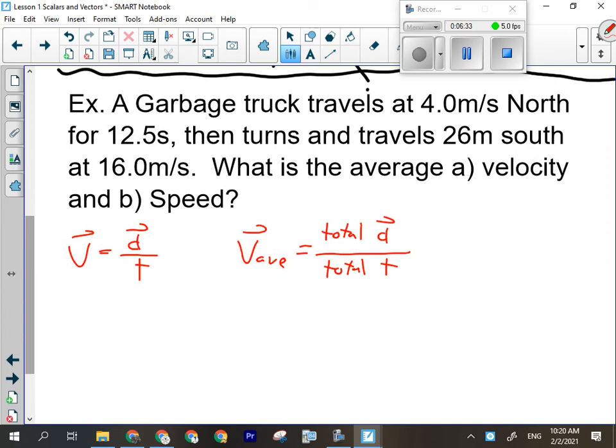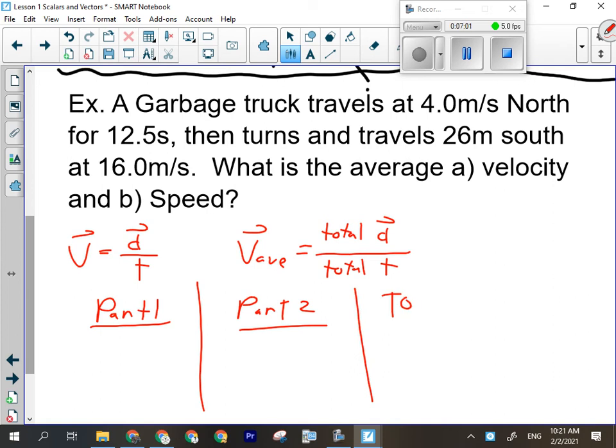I'm going to give you guys a couple minutes and see if you can do this one before I do it with you. You would have done ones like this in Science 10, two-part V equals D over T problems. I will tell you this: break it up and write down your givens for each part, and then have a column that's totals. So I would start it like this. Part 1, write down what you know for part 1. Part 2, write down what you know for part 2. Then have your totals.